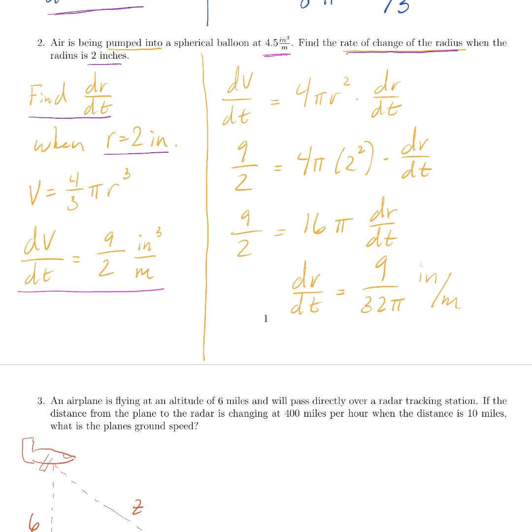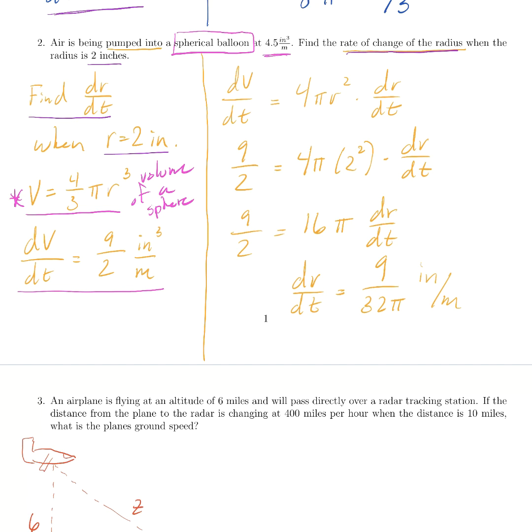So now I need to relate the volume and the radius of this spherical balloon. And the volume of a sphere is 4/3 pi r cubed. So right here is the volume of a sphere. Okay, and so now starting from this volume, I can take derivatives so that I can relate dV/dt and dr/dt. And on the left-hand side, I get dV/dt. On the right-hand side, the 3 comes down. 4/3 times 3 is 4. I get 4 pi r squared times the derivative of the inside function, which is r, and the derivative of r with respect to time is dr/dt.